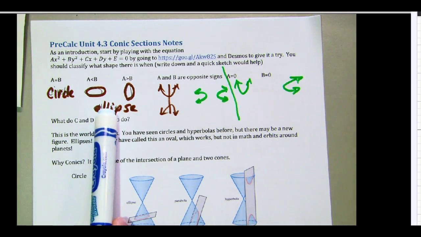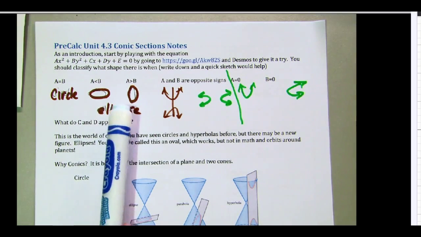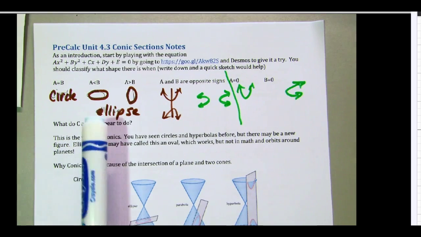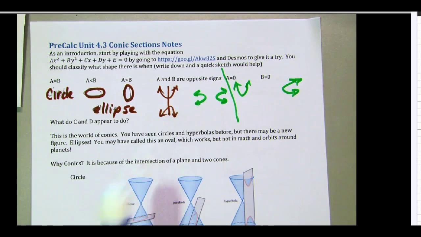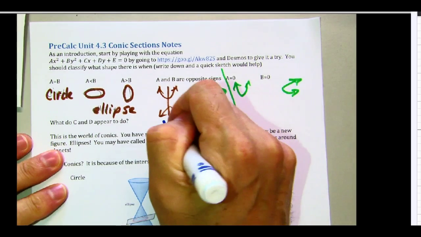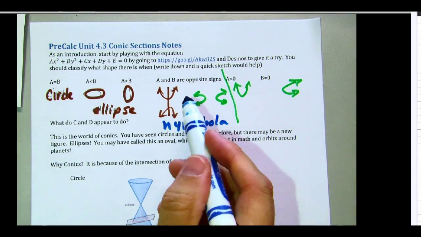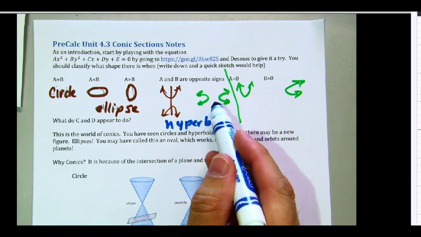So I'm looking at this, A equal B is a circle. A is less than B, we get an ellipse that's running east-west. A greater than B, we get an ellipse running north-south. And that's the name of this oval, it's an ellipse. And then this one, A and B are opposite signs. When that happens, we get what we call a hyperbola. And so we either get north and south like this, or we get east and west going like this.